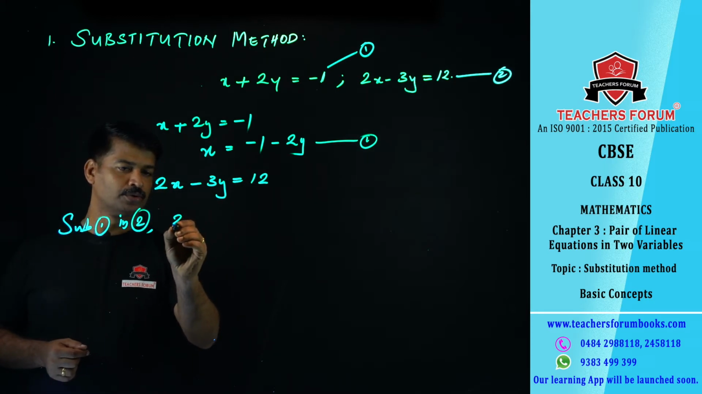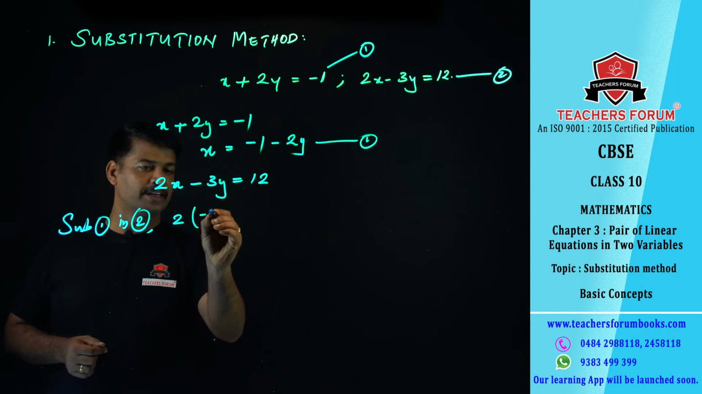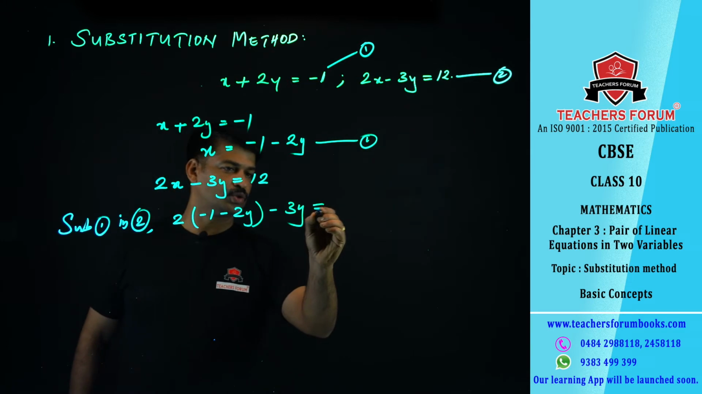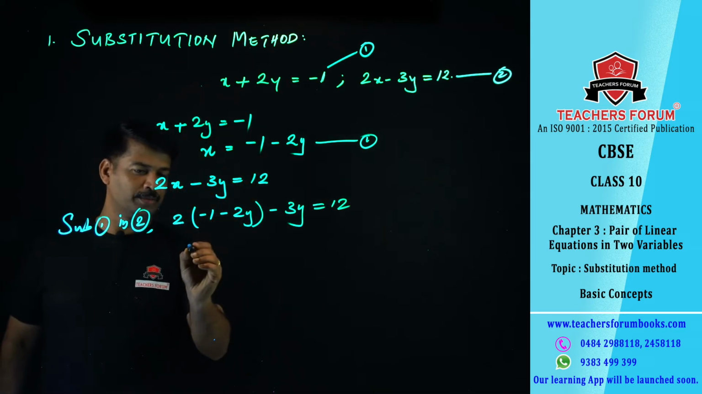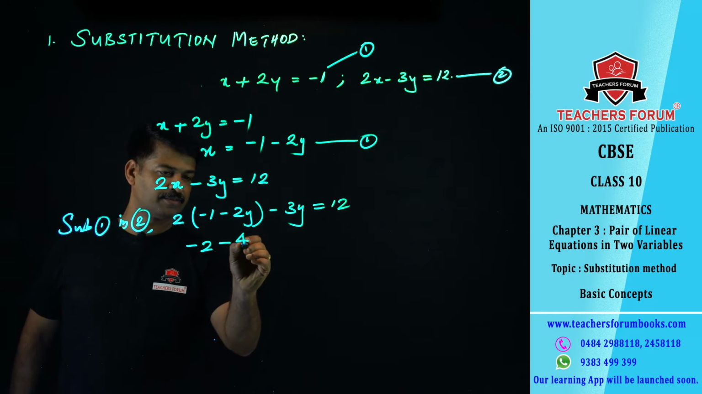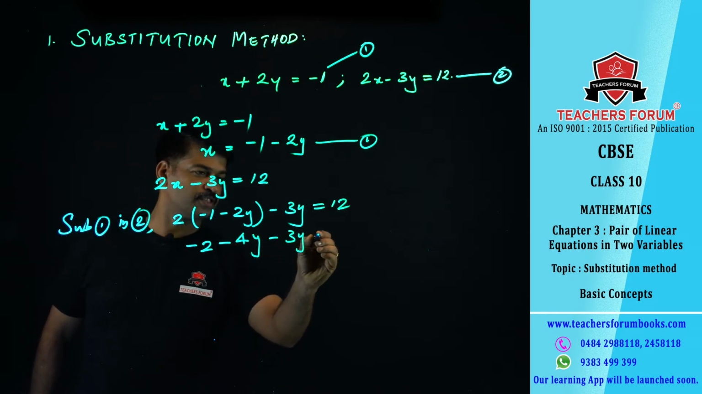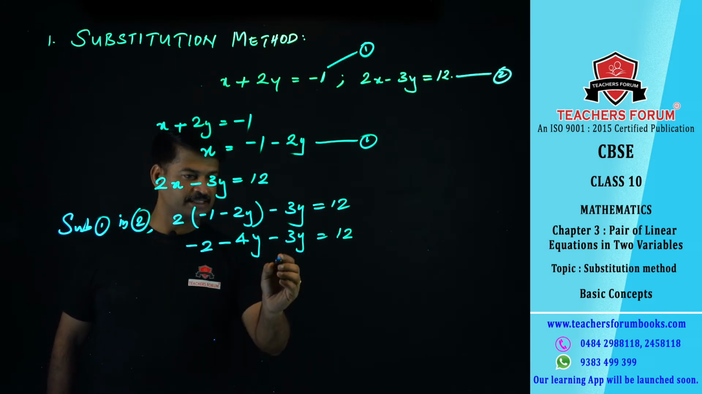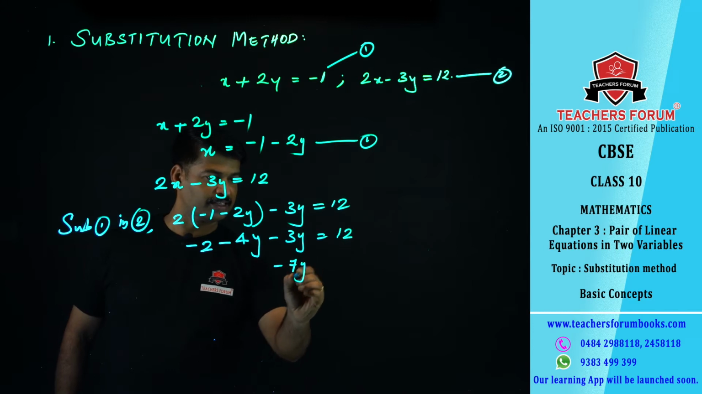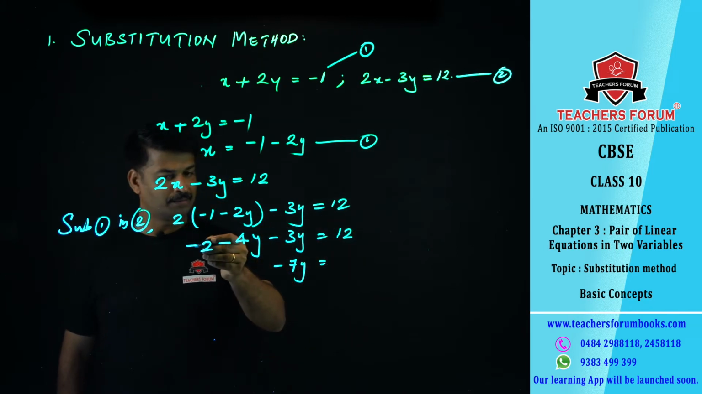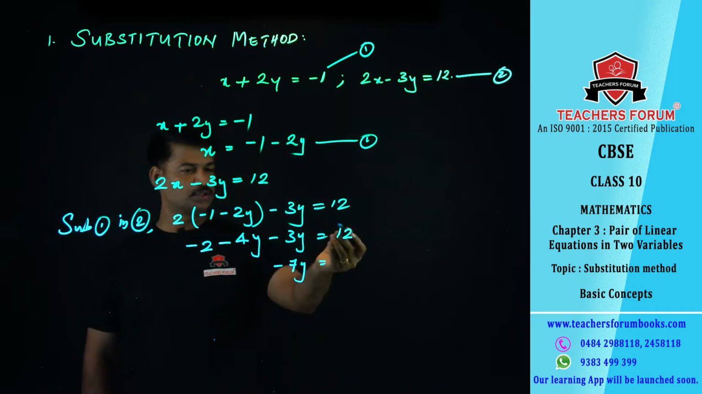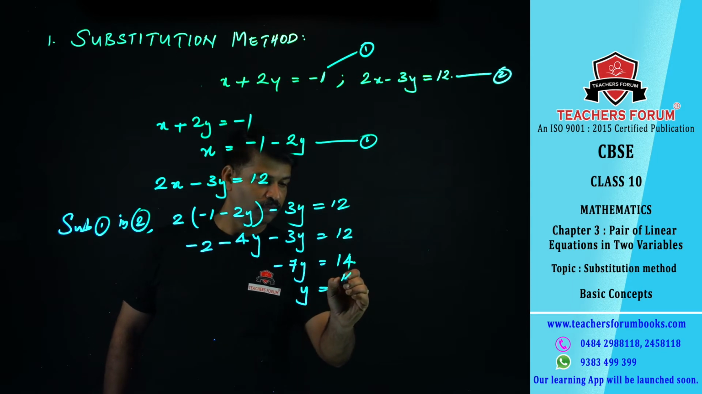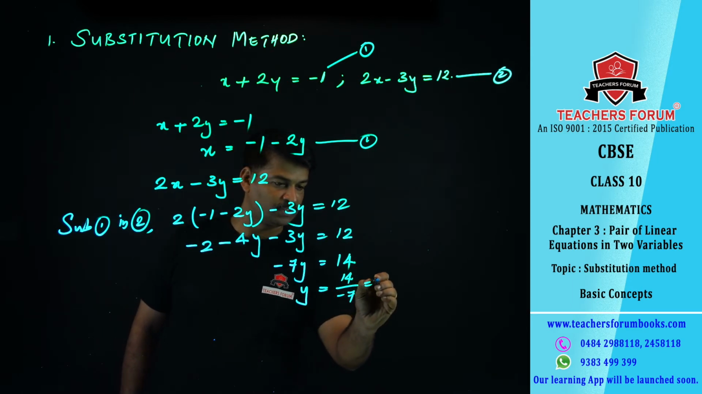2 into, what is x? x is minus 1 minus 2y, minus 3y is equal to 12. That is 2 into minus 1 minus 2y, which is minus 2 minus 4y minus 3y is equal to 12. Now minus 4y minus 3y, that is minus 7y, isn't it? Minus 7y is equal to 12 plus 2, because when it goes to the right side it becomes plus 2. So 12 plus 2 is 14. Then y is equal to 14 by minus 7, that is equal to minus 2.